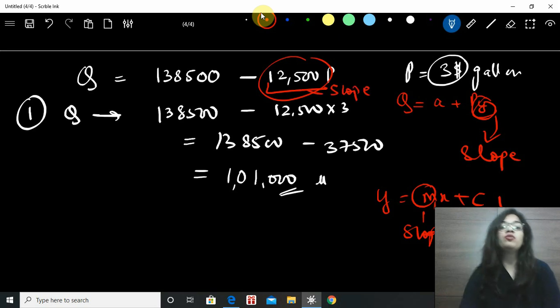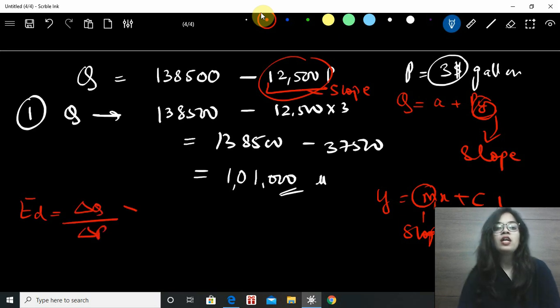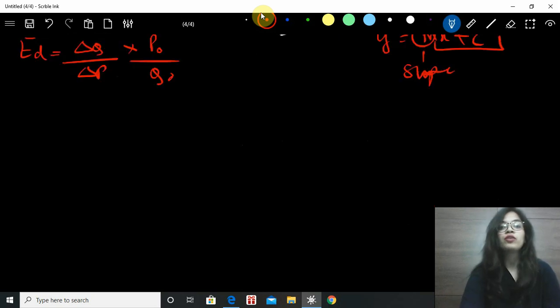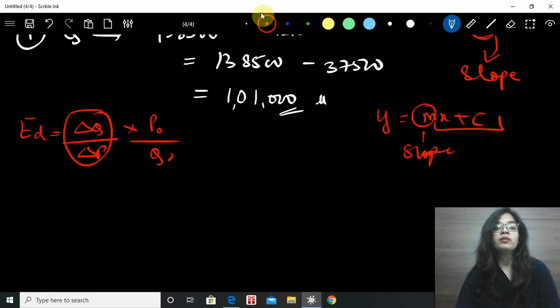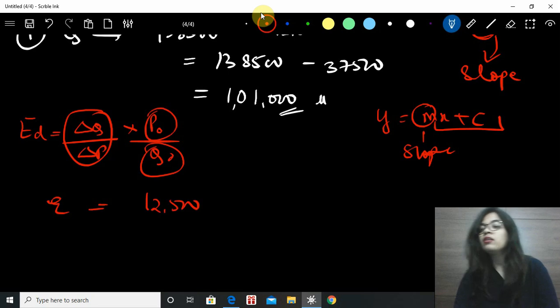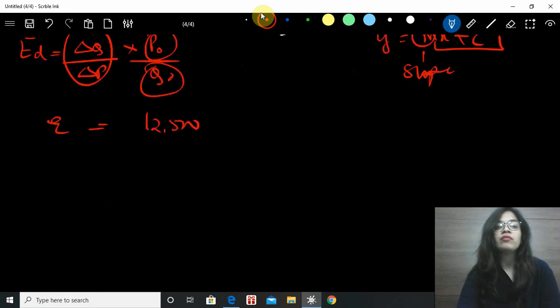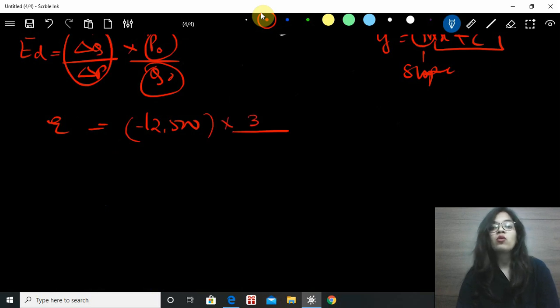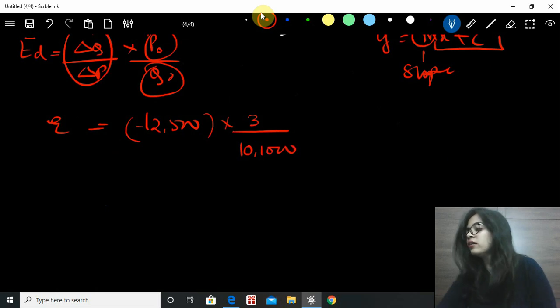Now if I have to substitute this in the original equation, I know that elasticity is found by slope, that is delta q by delta p, into P0 upon Q0. I derived this equation for you guys. Right now I have the slope here, I have P0 and Q0. So find out the elasticity. I'll simply write 12,500, right? And in the question the slope was negative, yeah. So it's negative 12,500 into P0 was $3 per gallon upon quantity was 101,000, right? So let's just calculate that.